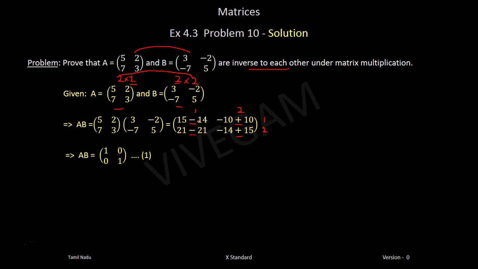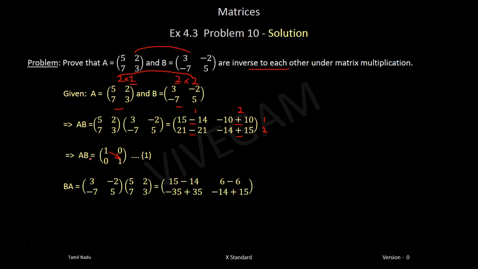So simplify this. 15 minus 14 is 1. Minus 10 plus 10 cancels off to 0. 21 minus 21 gives 0. Minus 14 plus 15 gives 1. So the matrix is [1, 0; 0, 1]. This is an identity matrix, because apart from this diagonal, from left top corner to right bottom corner, all other entries are 0. So this is an identity matrix, which means A and B are inverse.